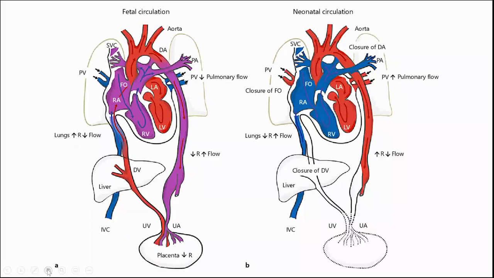So before we move on to pathophysiology, it's important that we understand what's happening with the fetal as well as neonatal circulation. During the fetal circulation, the main difference compared to a newborn is the presence of the placenta, which has a very low vascular resistance, and then you have your lungs, which are not useful at all and not contributing to your oxygenation or ventilation, and therefore the pulmonary vascular resistance is quite high during fetal life.